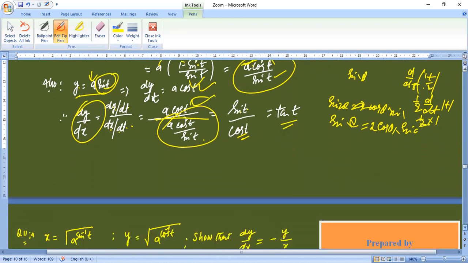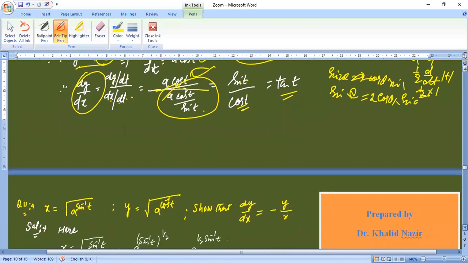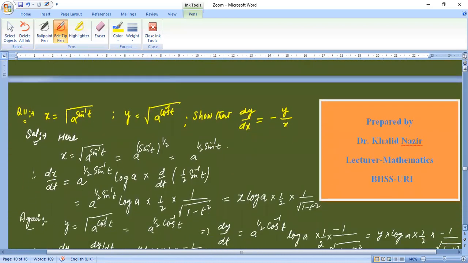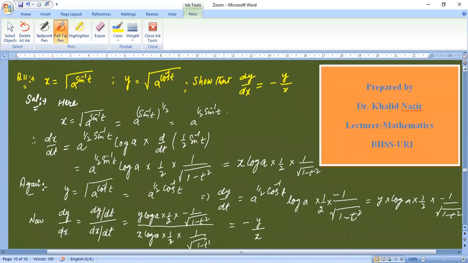One more question is there of this exercise. It says x is equal to under root of a sine inverse t, y is equal to under root of a cos inverse t. The root is the same, only here it is sine inverse t and cos inverse t. We need to show dy by dx is equal to minus y by x, right?